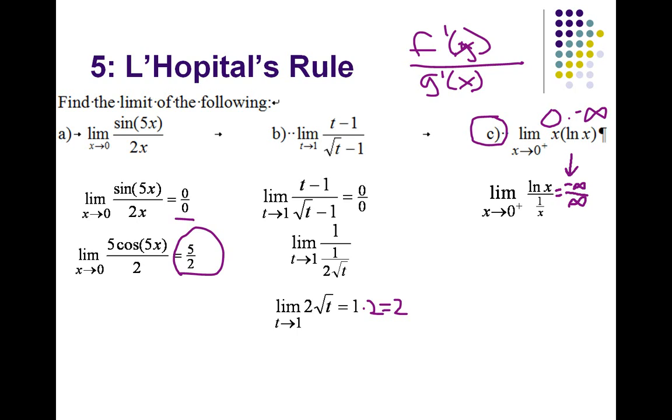So derivative of the top, I get 1 over x over negative 1 over x squared. Again, simplify now. Multiply top and bottom by x squared. You get negative x. As x approaches 0, it's going to go to 0. That's a typical kind of problem.